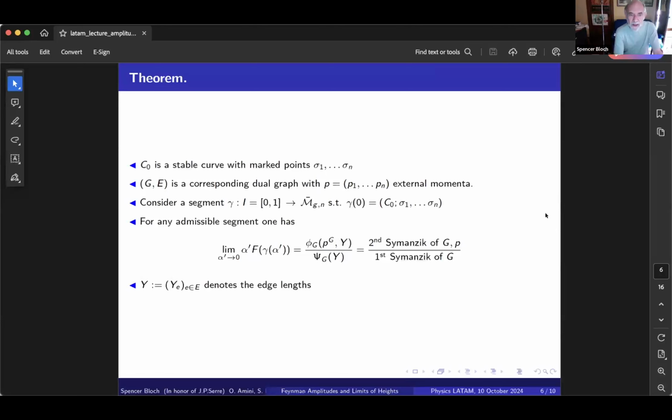then what I get, so remember f was that funny regulated, what's it called, function on C cross C, and the limit as alpha prime goes to 0 of f of gamma of alpha prime times alpha prime is exactly the ratio of the second semantic and the first semantic, where y is the collection of edge lengths.